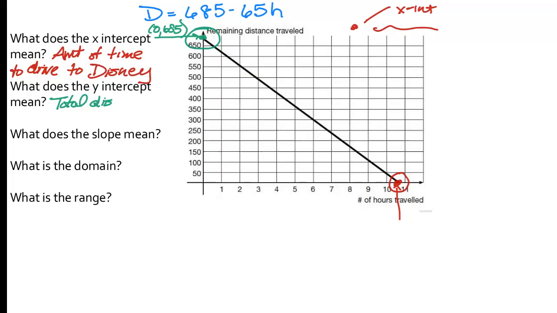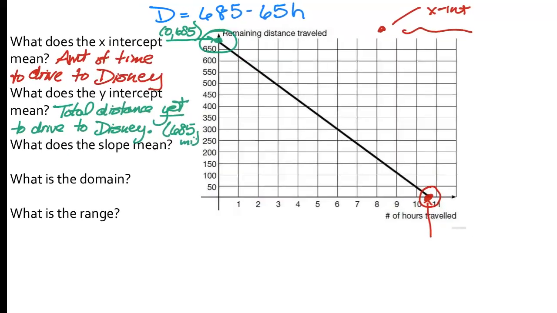So the y-intercept means the total distance yet to drive to Disney. Meaning you haven't even started yet. It is the full amount, the full number of miles, which is 685. Okay, and over here, we'll see if we can figure out what that is in a minute.